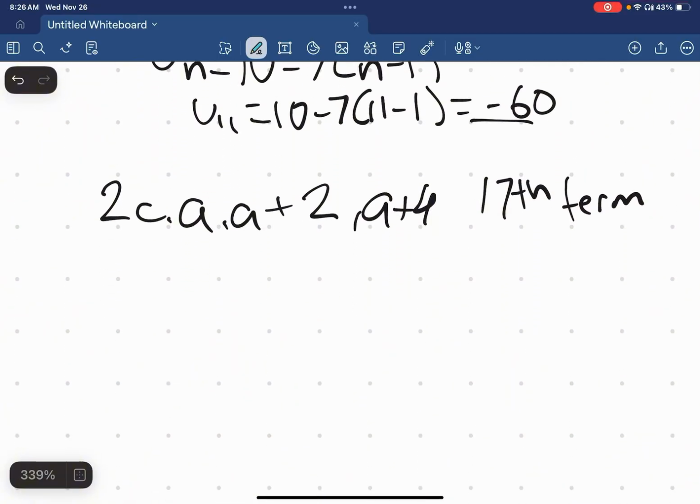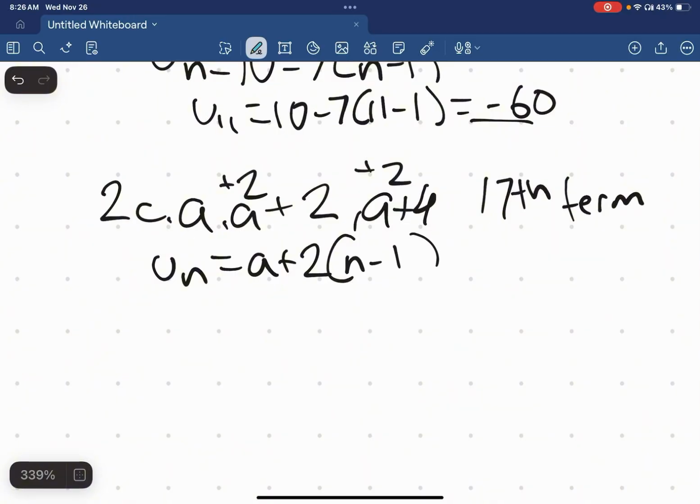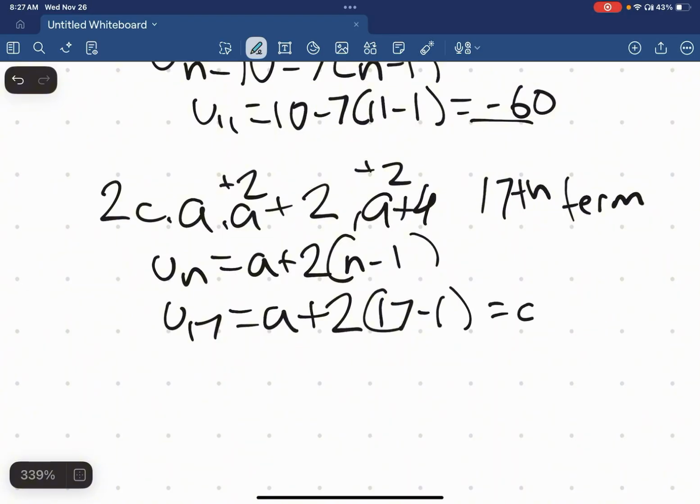Okay, our difference here is just going to be +2 every time. So un is going to be equal to a, or u1 term, plus 2 times n minus 1. And our 17th term is going to be u17 is equal to a plus 2 times 17 minus 1. And that just gets us a plus 34.